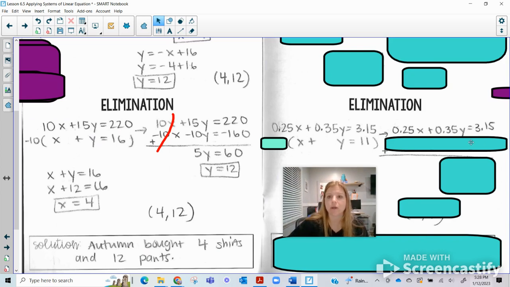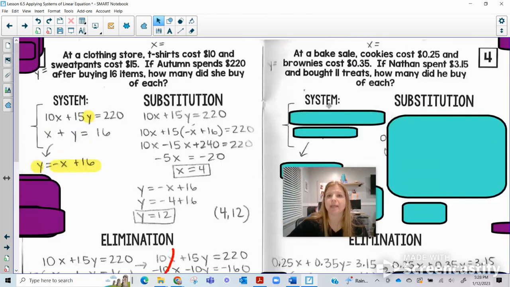Excellent. Over to the right-hand side. At a bake sale, cookies cost 25 cents and brownies cost 35 cents. If Nathan spent $3.15 and bought 11 treats, how many did he buy of each? This is going to be set up really similar to the sweatpant and t-shirt problem. So we're going to let cookies stand for x and brownies will be y. So it's 25 cents per cookie, so 0.25x, plus 35 cents per brownie, so 0.35y. And the total cost of these together is that $3.15.